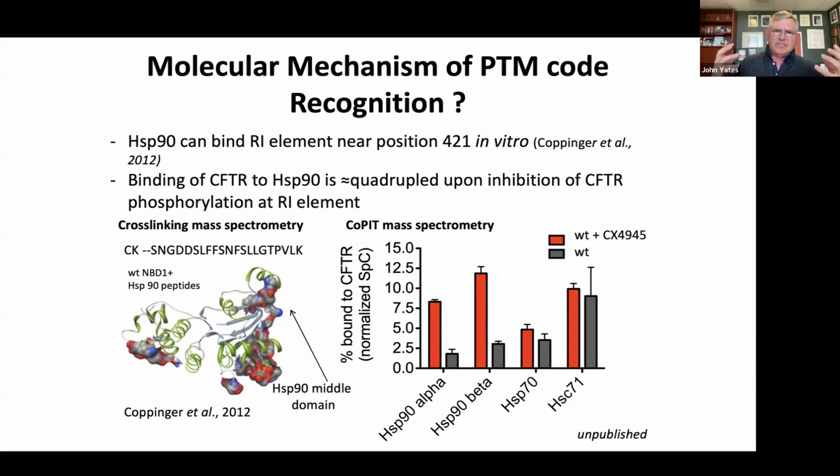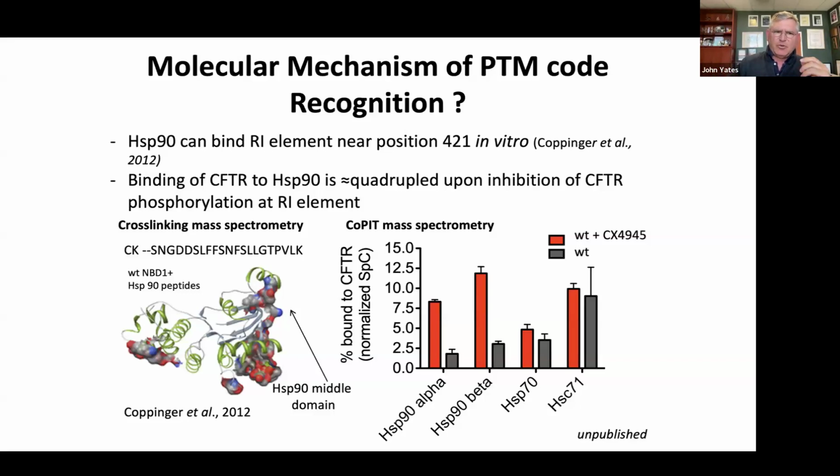And it turns out that the site where the phosphorylation is, is an interaction site with HSP90. We also found in our experiments that the amount of interaction between HSP90 and the NBD1 domain goes up by a factor of 4. What we believe was happening, which is what we described in this 2012 paper, is that HSP90 binds to the NBD1 domain and forms a chaperone trap, which then gets targeted for degradation.